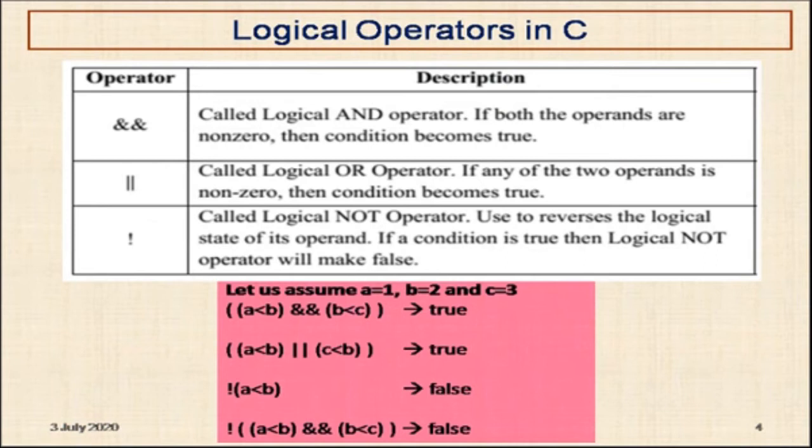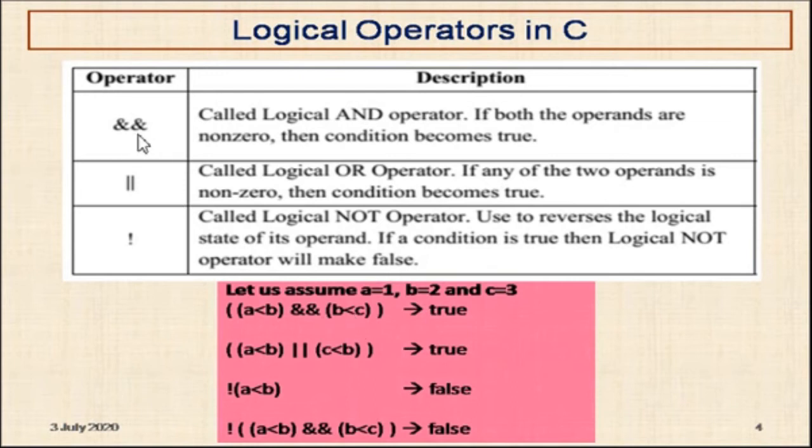Logical operators in C. Here we have three different types of logical operators: AND, OR, and NOT. These operators are used to combine more than one condition. When we take a decision and we have one or more conditions, we can make use of these operators. So let's look at some examples. Assume A is equal to 1, B is equal to 2, C is equal to 3. Here we have two conditions: A less than B is one condition and B less than C is another condition.